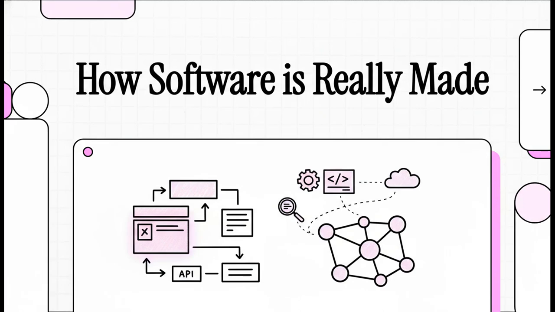All right, let's talk about how modern software is really made. We're going from the basic building blocks all the way to thinking machines. This is the hidden story behind pretty much everything, from the app on your phone to the most advanced AI out there. So let's jump right in.